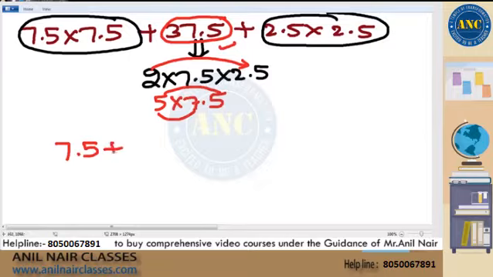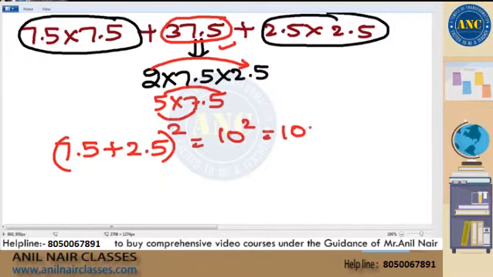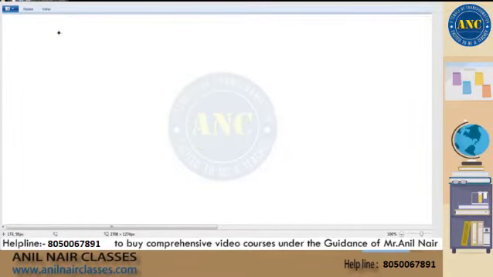That means a plus b whole square. 7.5 plus 2.5 whole square, which is 10 square, which is 100. The answer for this question is 100. I hope the idea is clear. Questions sometimes can also be asked in that format, which we have understood right now. Idea clear, sir? This is another variety of asking a question.